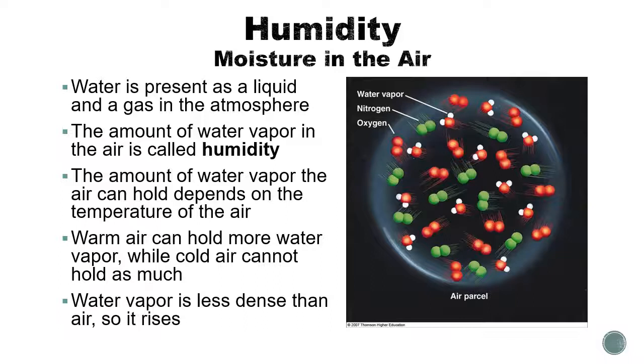Moisture in the air. Water is present as a liquid and a gas in the atmosphere. The amount of water vapor in the air is called our humidity. The amount of water vapor the air can hold depends on the temperature of the air. Warm air can hold more water vapor, while cold air cannot hold as much. Water vapor is less dense than air, so it always rises.